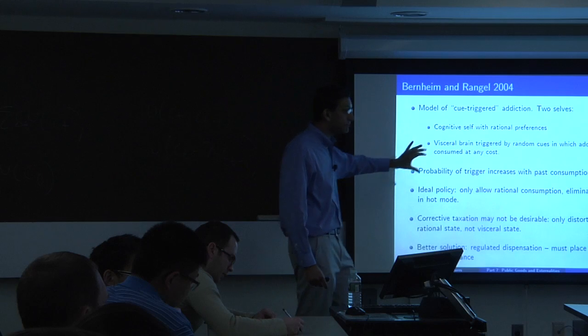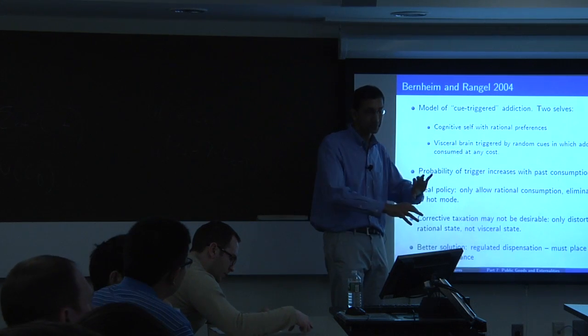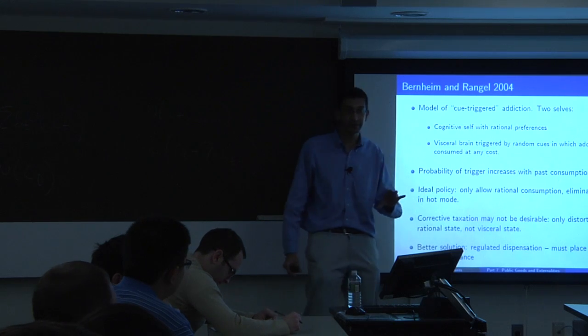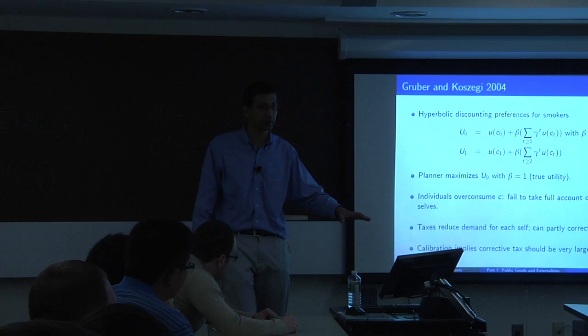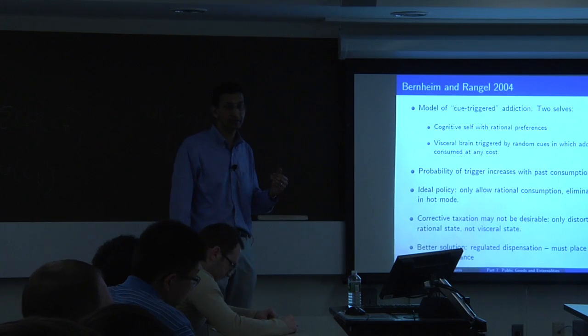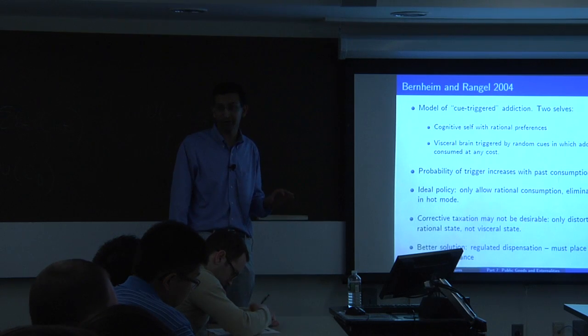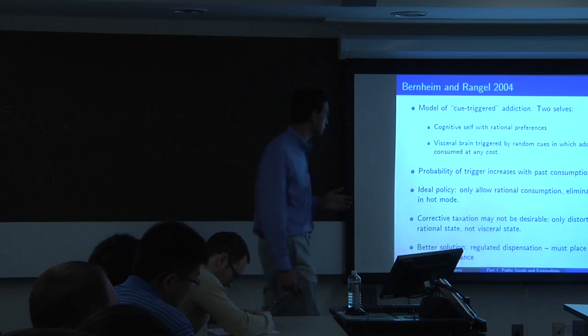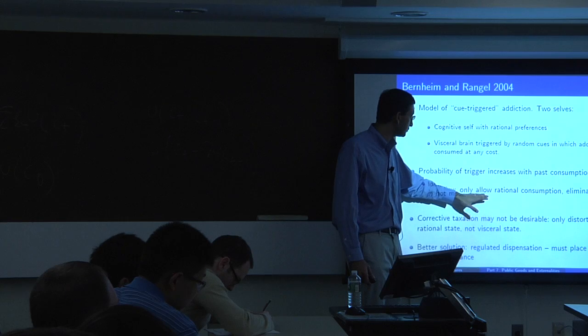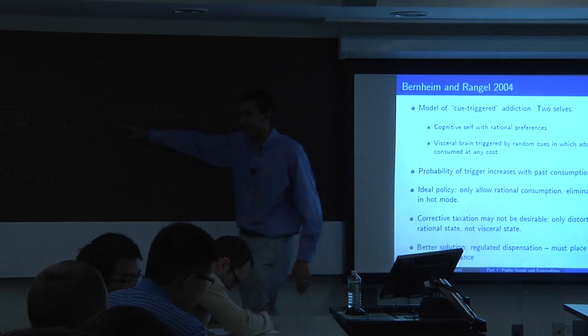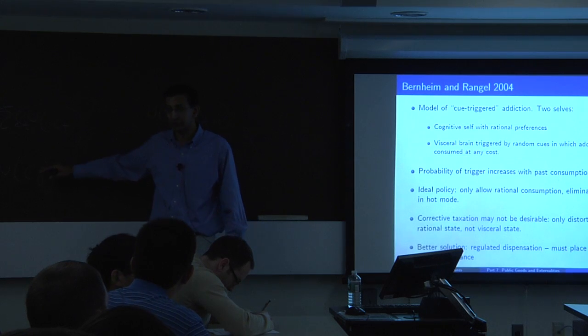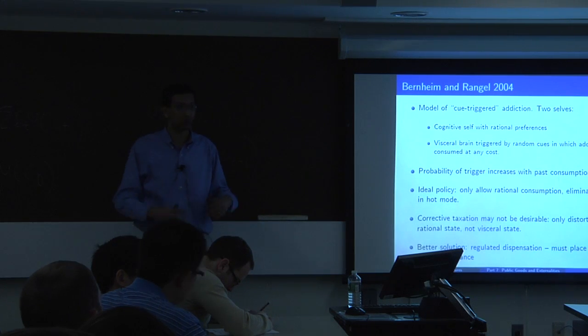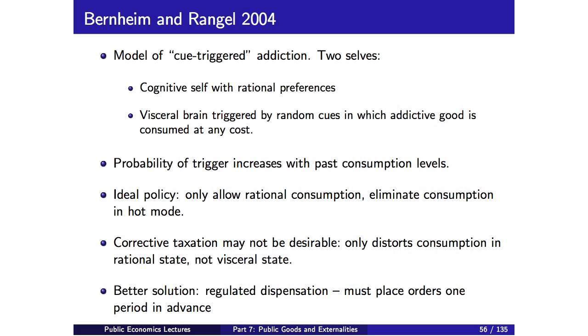Now, empirically, what I find interesting about this is that it is going to generate a data set that looks very similar to what this model generates, okay? But the ideal policy, the optimal policy, is totally different. So what you really want to do here is only allow people to consume in this state, the rational state, but do not let them consume, or make them consume much less, in the hot state where they're not thinking through things clearly, right?